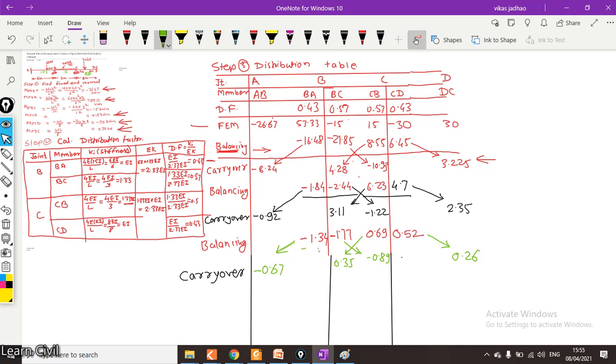This is considered as a carryover. This moment of 0.67 will be self balanced because support A is a fixed support. This moment of 0.26 will also be self balanced, but we will again have some unbalanced moment of 0.35 at joint B and minus 0.89 at joint C. So we have to go for balancing again.